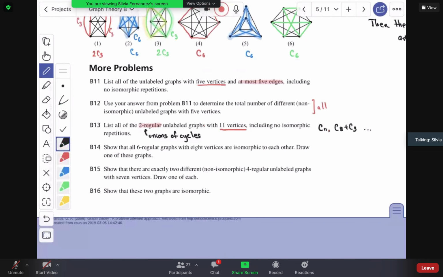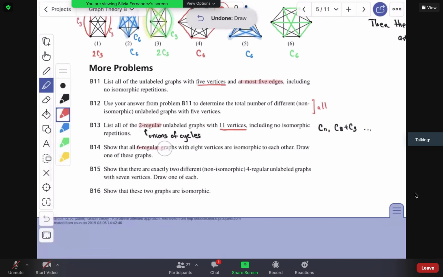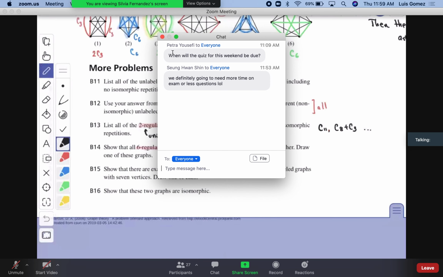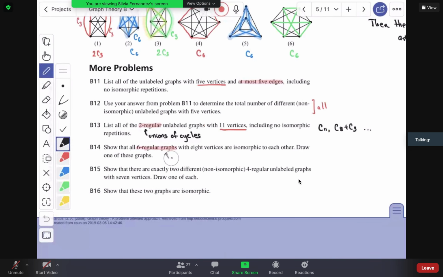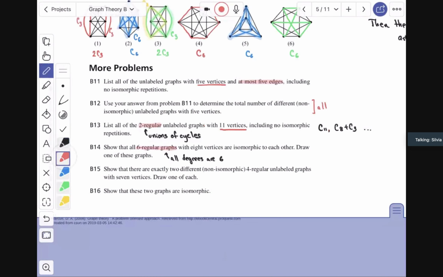Show that all 6 regular graphs with 8 vertices are isomorphic to each other. Draw one of these graphs. When I have 6 regular graphs, what this means, if you remember, is that all the degrees are 6, and they have 8 vertices. So what are the degrees of the complement of any graph like that?